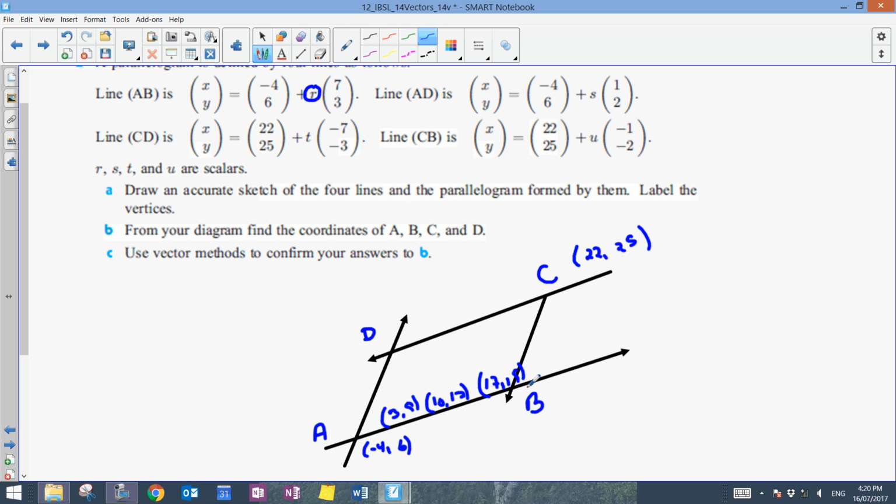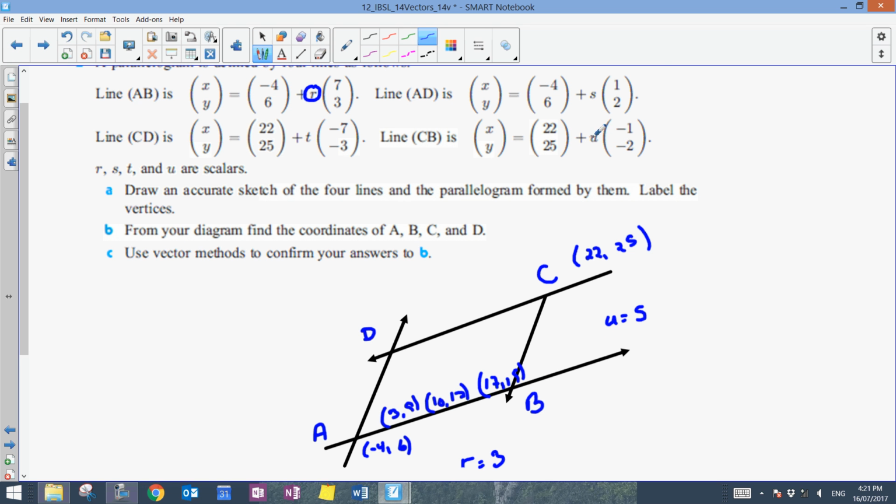If R was 4, I would actually be past 22, and since my parallelogram is set up this way, I can't go past 22. So let's see if 3 works. Here we're just guessing that R is equal to 3. Then if I go from C down to B, I'm traveling -1, -2. How many times would I have to take 1 off my X component and 2 off my Y component to see if I match up with 17, 15? That actually happens if U was 5. So my guess is that B is 17, 15, where R is 3 and U is 5.